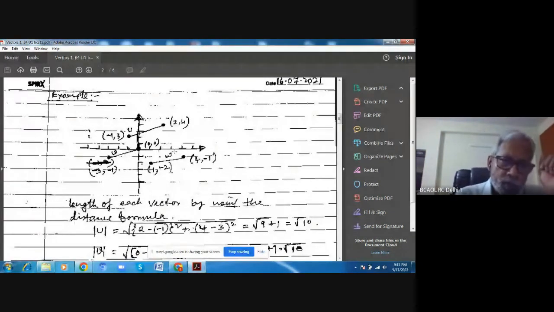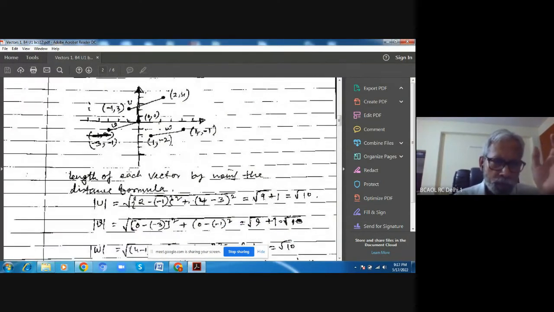And w is another vector. So u, v, w, there are three vectors. Their starting point and finishing point have been given. So how to measure the magnitude? How to find the length, basically the length of the vectors? So there are three vectors u, v, w.